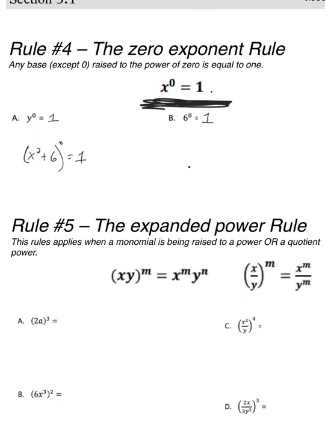The next one, rule number 5, is the expanded power rule. Notice that inside my parentheses for my base, I have more than one factor. So if you have a set of parentheses with a base raised to a power and there's more than one factor, then that power would be applied to both factors inside the parentheses. Likewise, if you have inside your parentheses a quotient, you can break off the numerator and the denominator and raise those individually to the power that's outside of those parentheses.